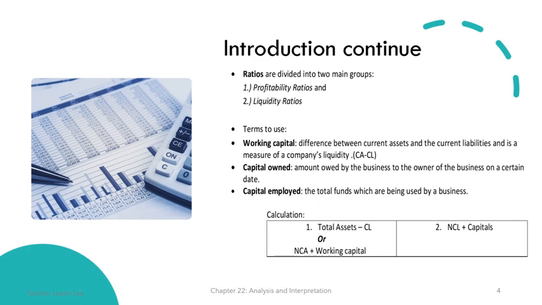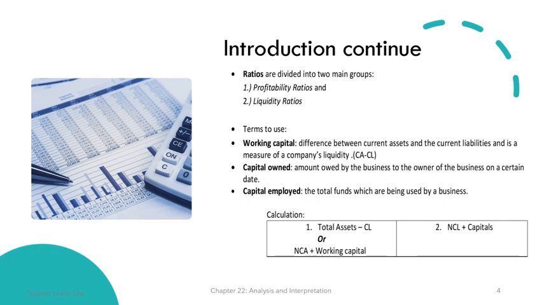I will explain all this in detail in the other slides later. The terms we need to use for this topic start with working capital, and the calculations we need to know with these terms. Working capital is the difference between current assets and current liabilities, and it shows the liquidity of your company. After I use my current assets minus current liabilities, how much money is available for me to plan and invest elsewhere.